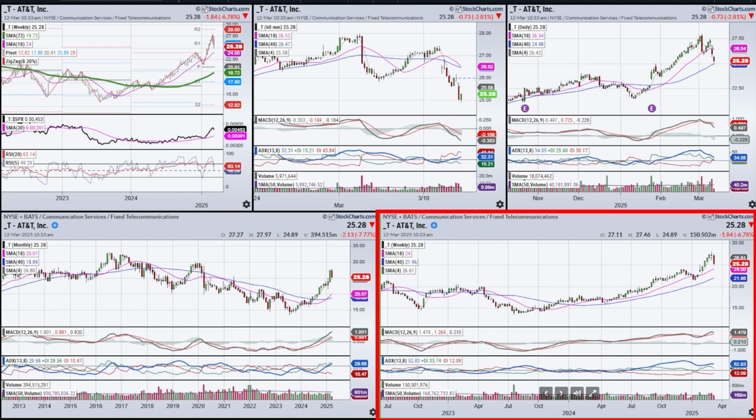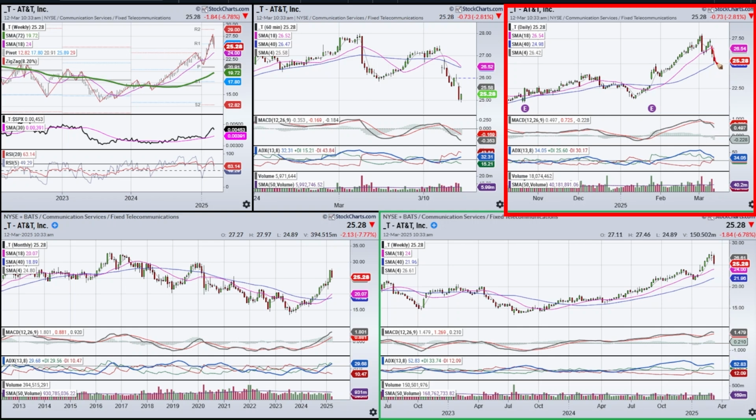Now, I do think this is going to need to come in. I wouldn't chase this stock. I think we're going to have to see how it handles support right around 24, and I think we're going to need to get an opposing trend pattern.